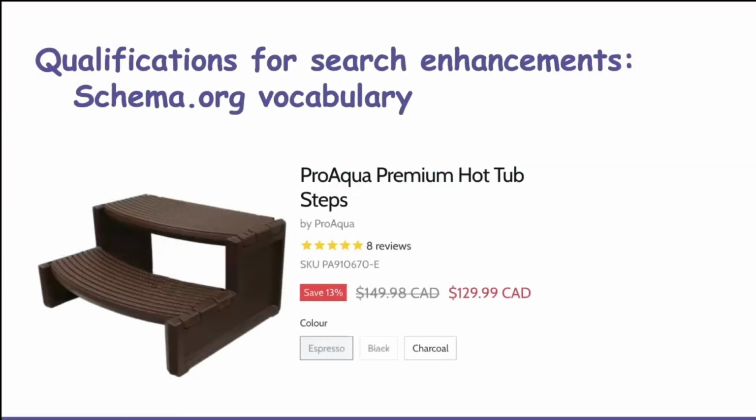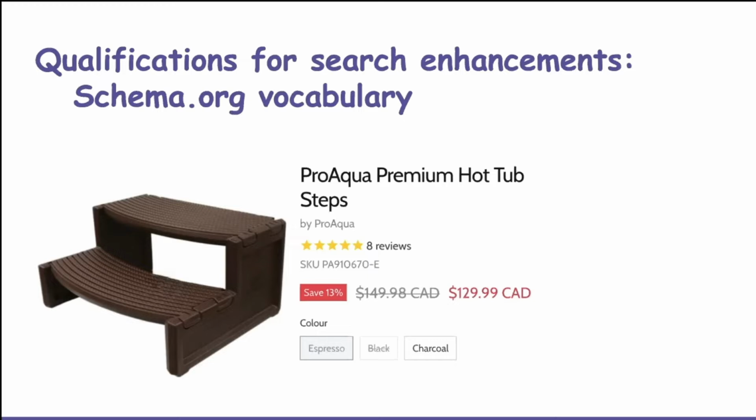To qualify for search enhancements, you have to provide these explicit clues about the page, but you can't just add the information to the page all willy-nilly. By structuring the information in a way that Google can better understand what's on the page, they then know how to share that information within their search results. And to do this, you use what's called structured data.